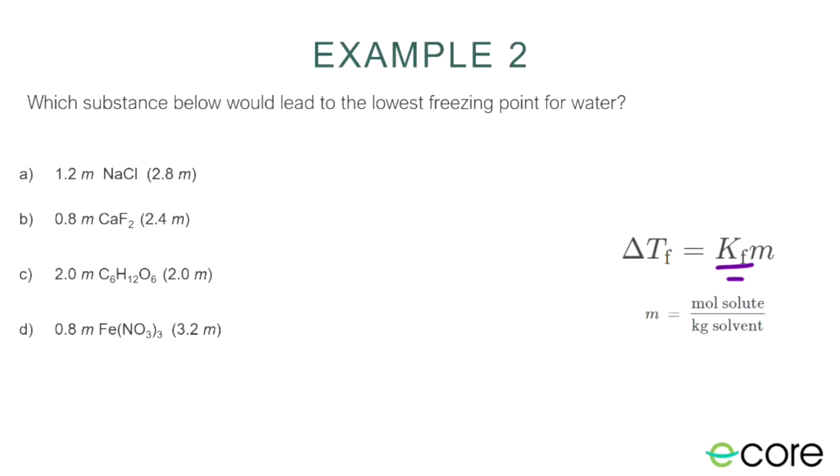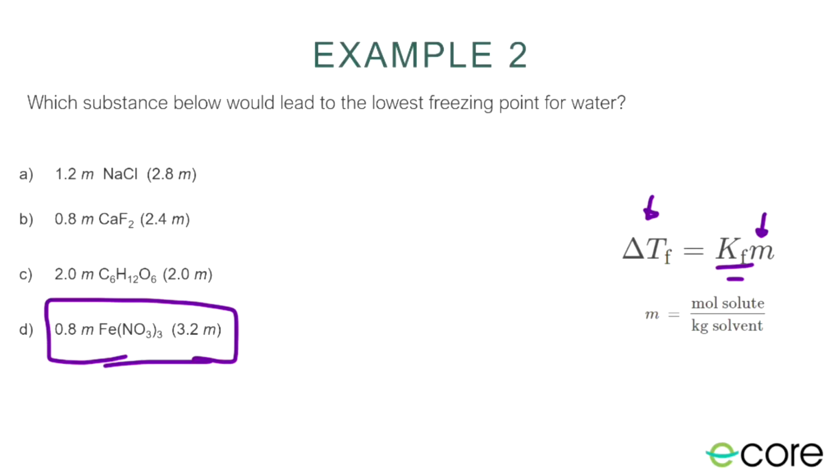So all that matters is the molality. The bigger the molality, the bigger the change in freezing point. So all I have to do is identify the biggest molality. That's going to give me the biggest freezing point depression. And that would be for my iron nitrate. So iron nitrate, because it has the highest effective molality when I take into account dissociation, is going to lead to the greatest freezing point depression, and therefore the lowest freezing point for water.